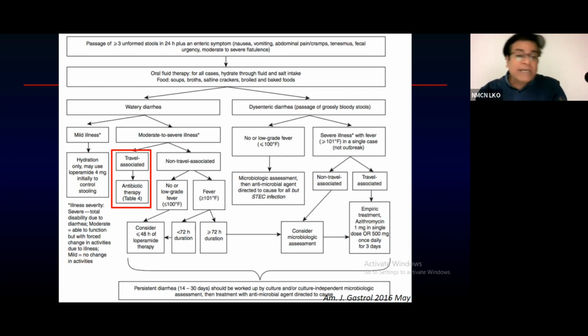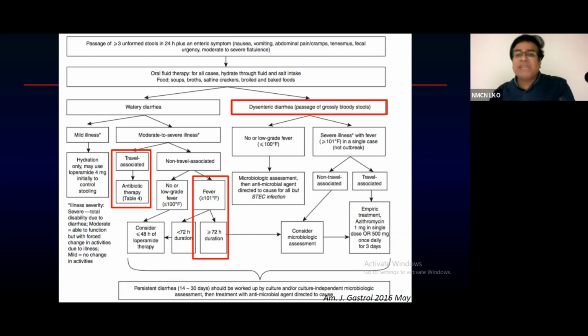Severe illness is total disability due to diarrhea; the patient is unable to get up. Moderate is able to function, but with change in activities due to illness. This is defined as moderate diarrhea. Mild is no change in activities. This is what mild diarrhea is. So if it's travel associated, you need to give antibiotics. If you have a non-travel associated moderate to severe illness with high grade fever, you need to give antibiotics for a duration of more than 72 hours.